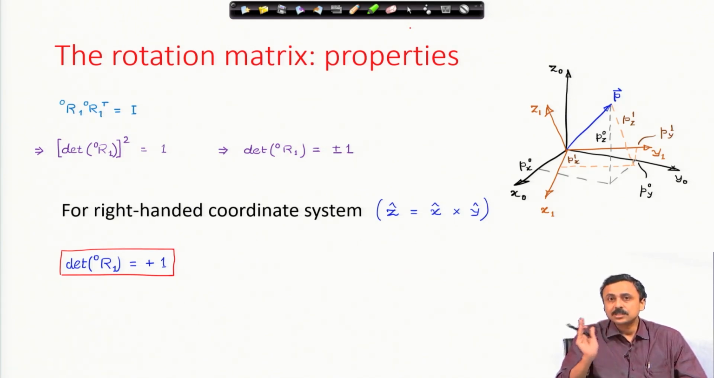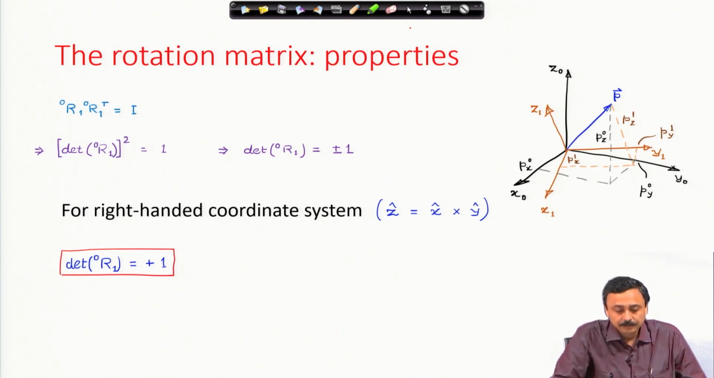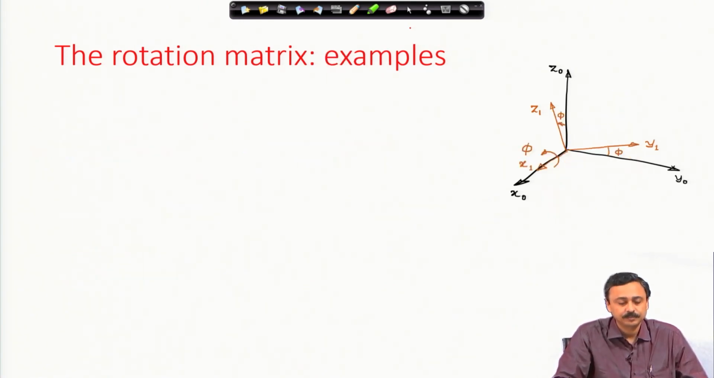Y cap cross z cap will give you x cap, and z cap cross x cap will give you y cap. This is a property of a right handed coordinate system, and for a right handed coordinate system you will have determinant +1.